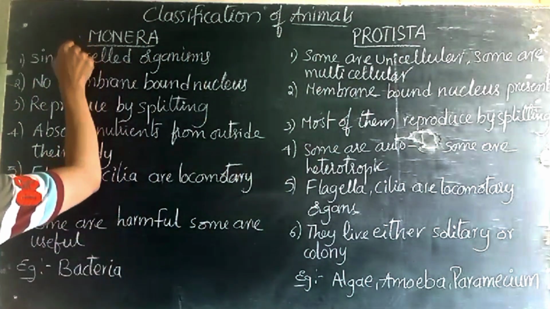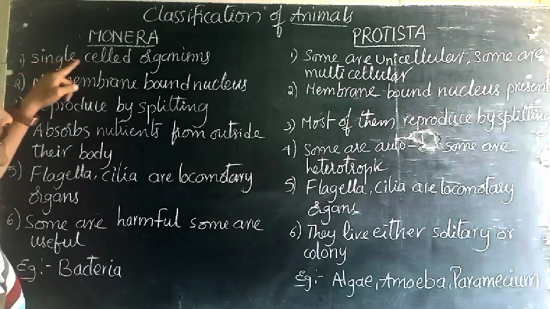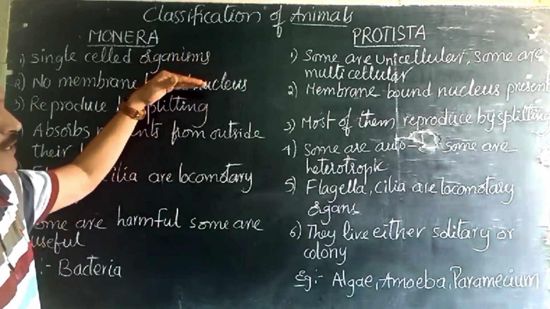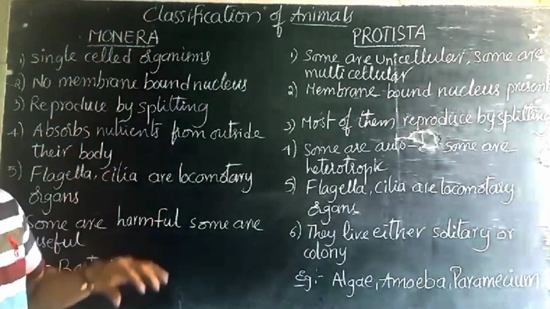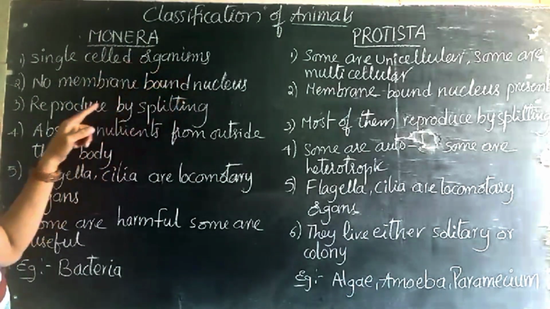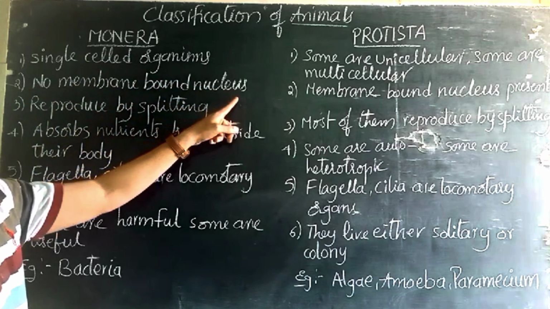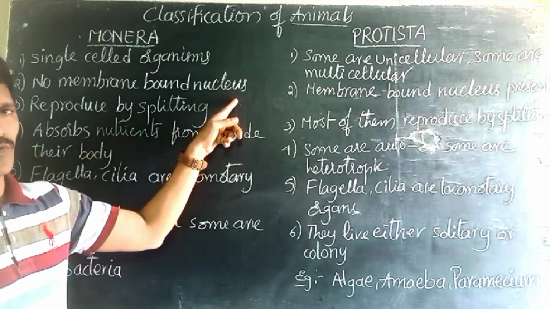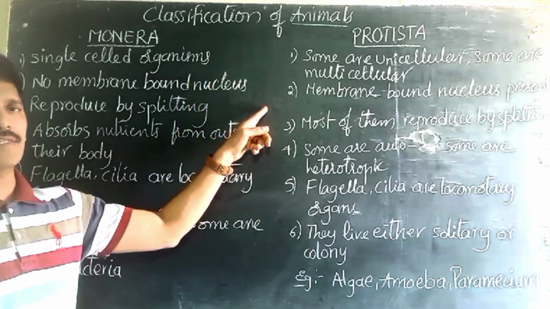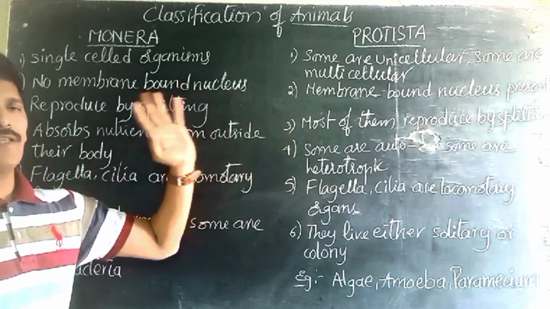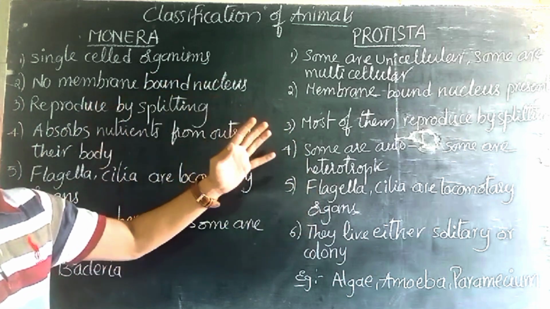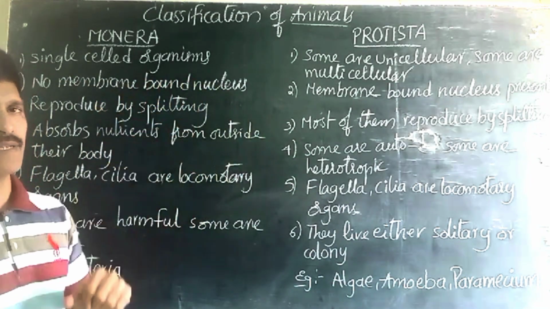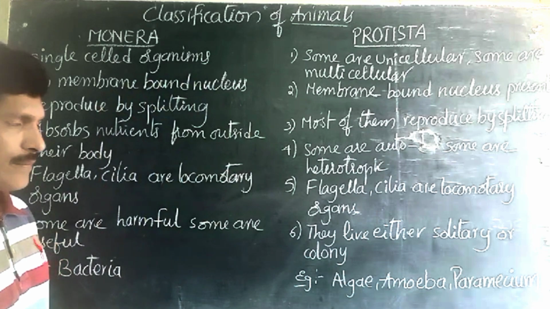See that the first group, Monera: these organisms are single cell organisms. All unicellular organisms are kept in the group Monera. The organism is made up of a single cell. Later, no membrane bound nucleus. In these organisms there is no specific membrane around the nucleus, and in general it is called no nucleus, or nucleus is absent. But specifically, there is no membrane bound nucleus. Nuclear material is present but there is no nuclear membrane.